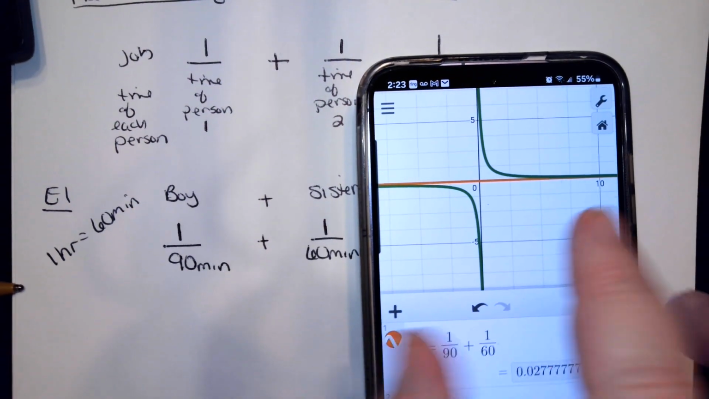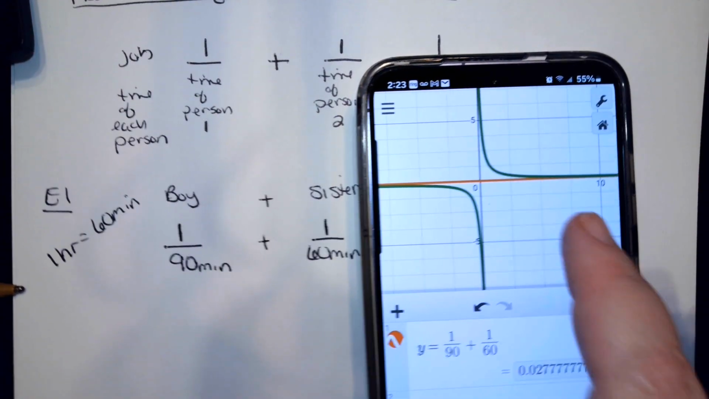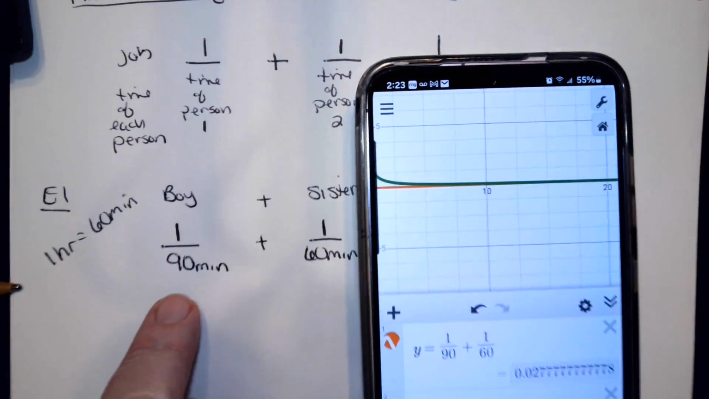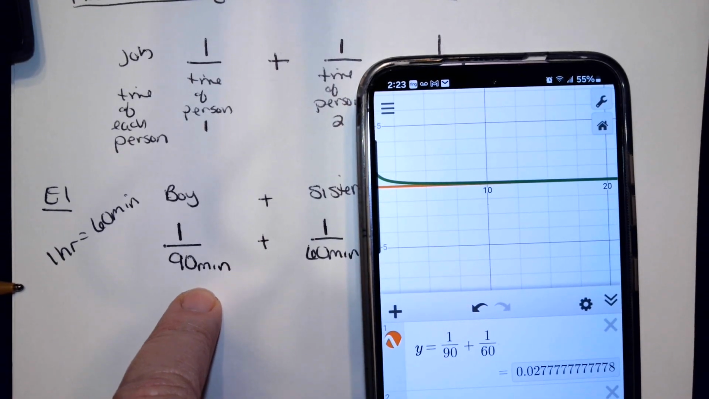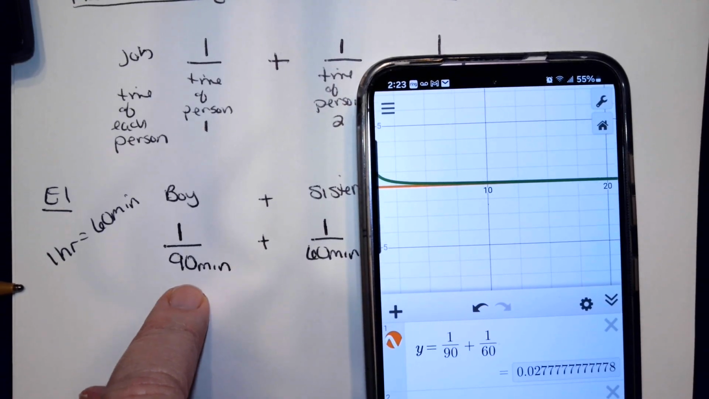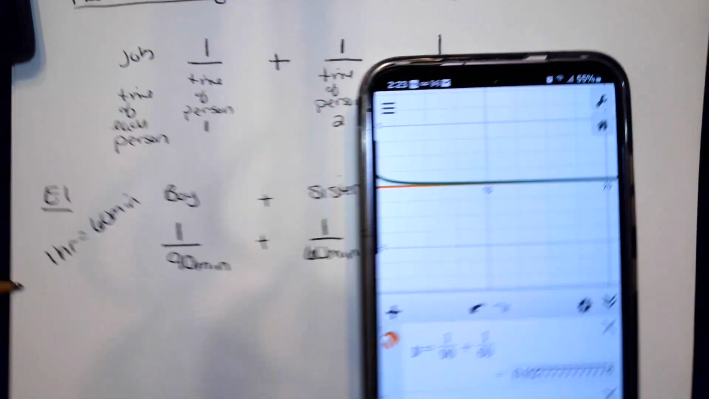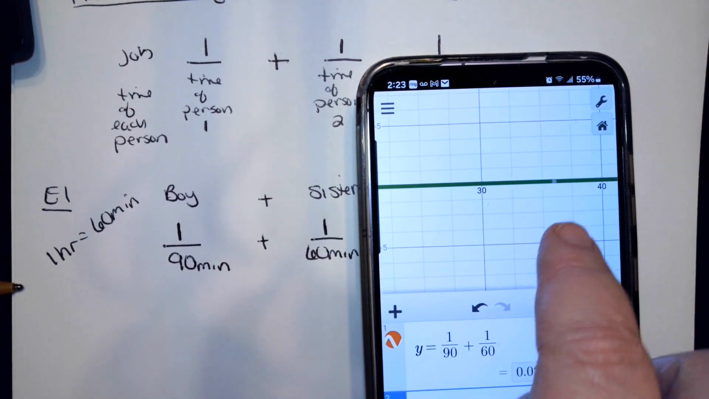What we want to do is see where they intersect. Now, I'm not going to look on the negative side because we can't have negative time. So I'm just going to look over on the right. Just tap your graph. Now, if you think about it, we have 90 and 60, so it can't be more than 90. It's got to be less than 90, because if working together takes longer than one person, then something's wrong. So I'm just going to move along the line until I find that little dot.